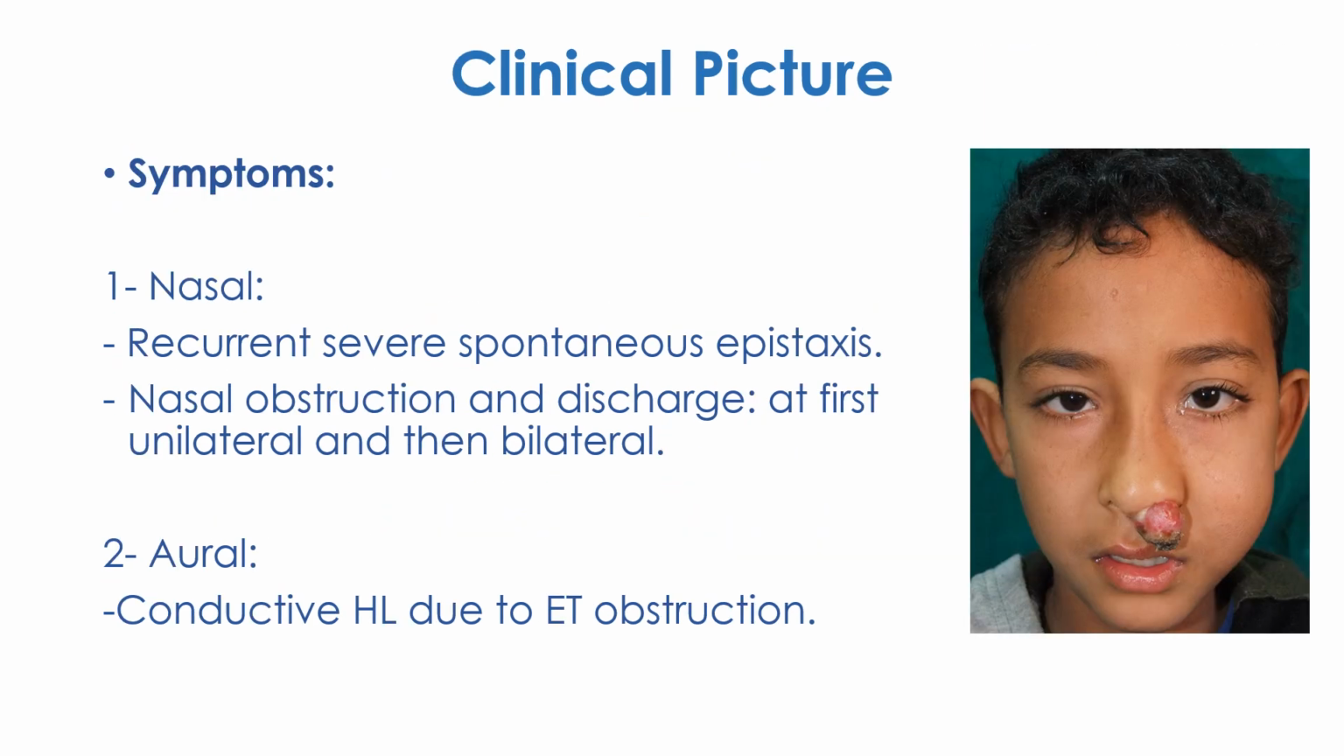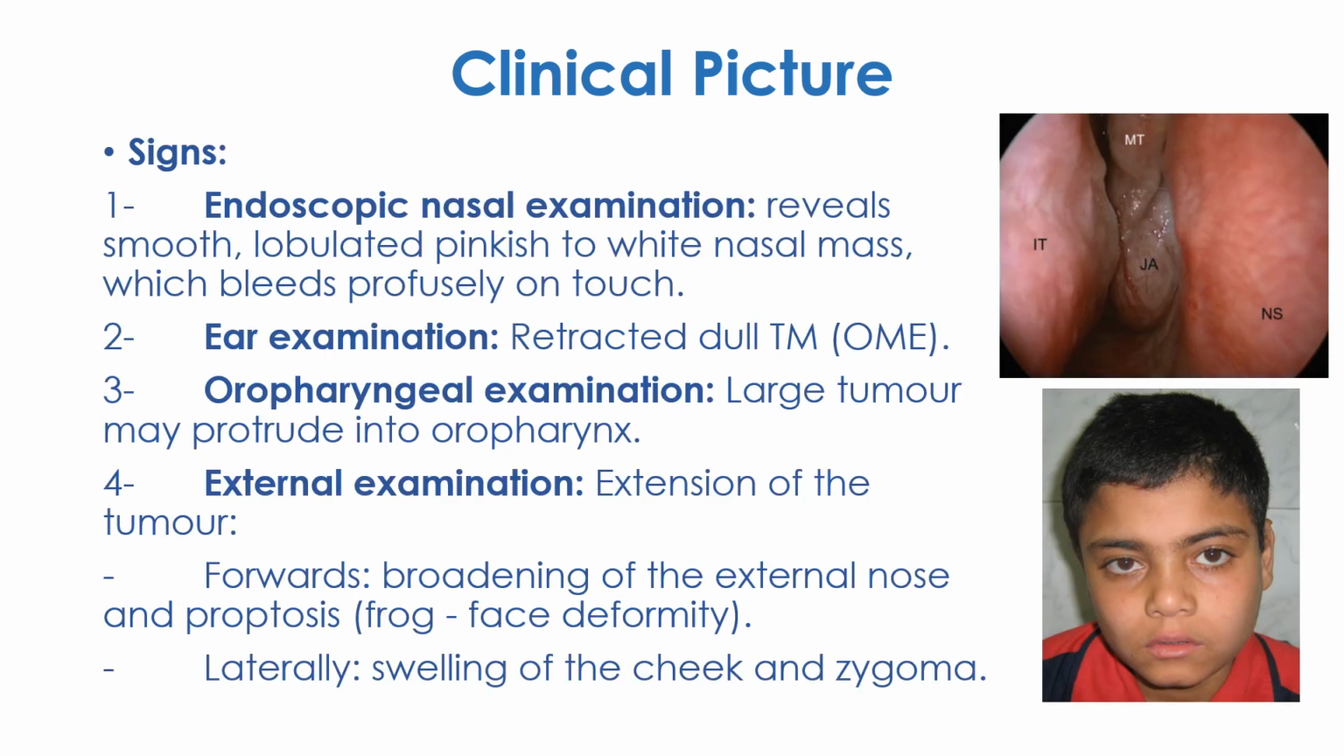The clinical picture: this tumor normally presents with recurrent, severe, spontaneous unilateral epistaxis, and many of those patients present with nasal obstruction and discharge, which start at first unilateral when the tumor obstructs one side of the nose in the nasopharynx. When the tumor grows up and closes both sides of the nasopharynx, then the symptoms become bilateral. Otological symptoms include conductive hearing loss due to eustachian tube obstruction.